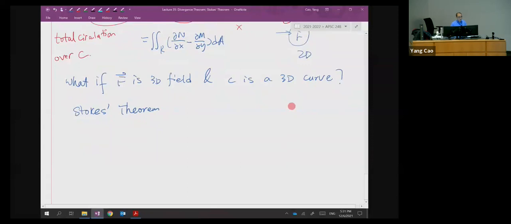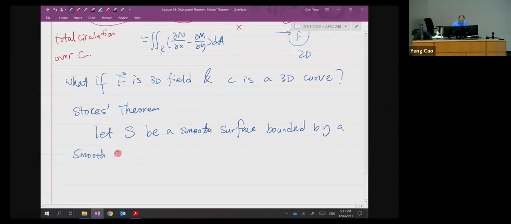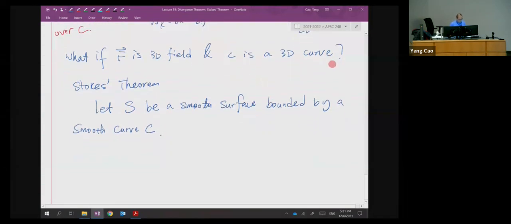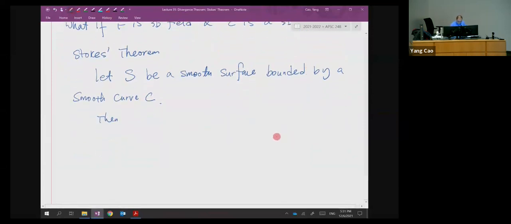Okay, so here's Stokes' theorem. We're going to let S be a very smooth surface bounded by a smooth curve C. I'll draw a diagram here to illustrate what this means.